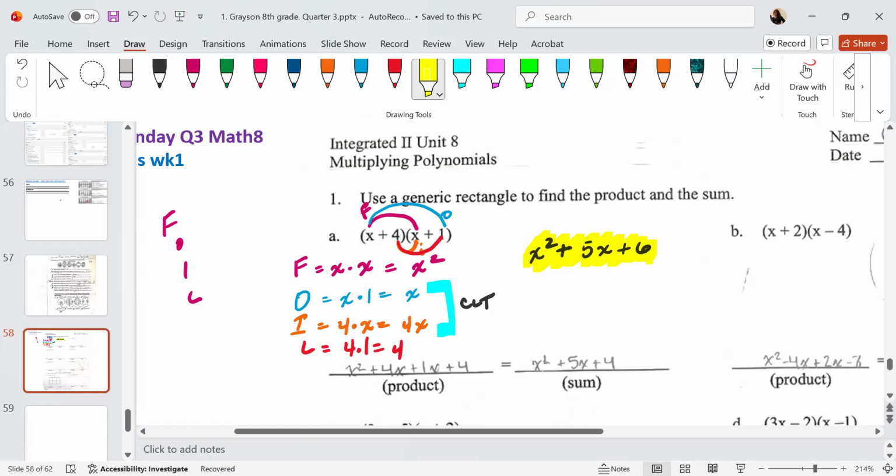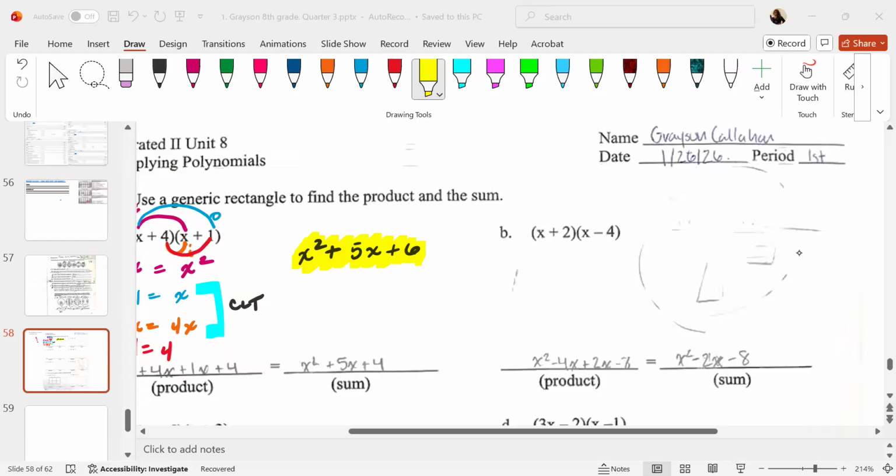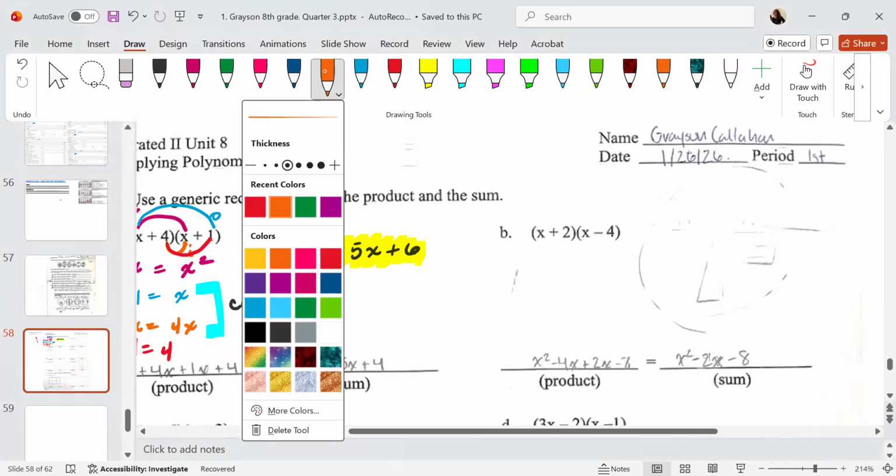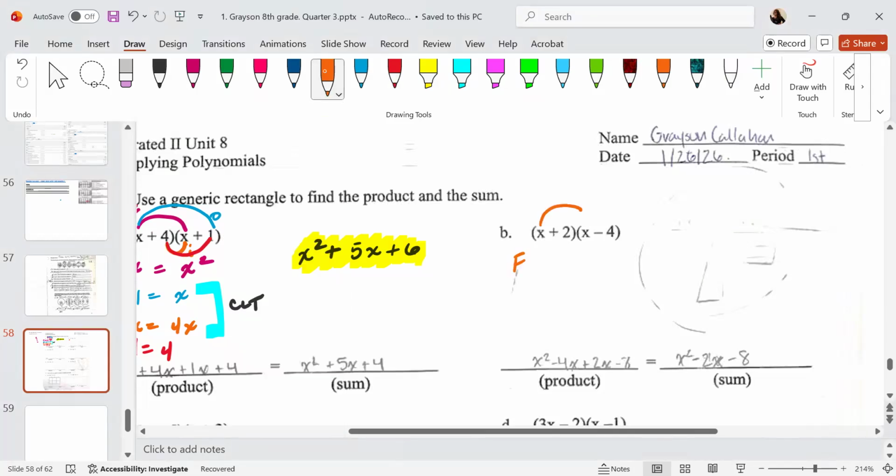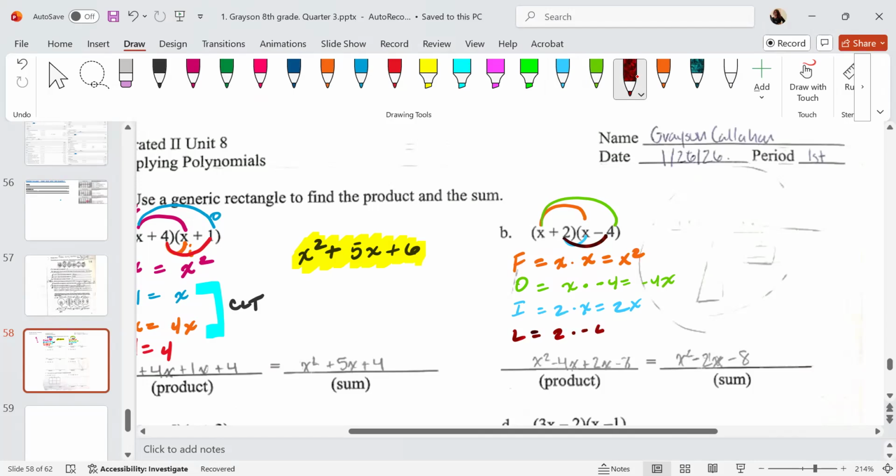Go ahead and you try that on your own. Again, for B, it's the same thing. First, explain what you did. What's the outside? Okay, what's the inside? And what's the last? Negative 8. Okay. Make sure you combine your like terms, right?